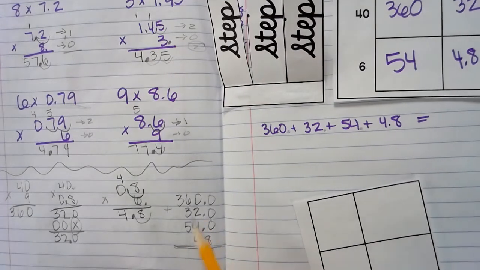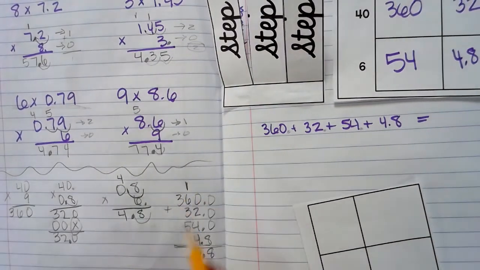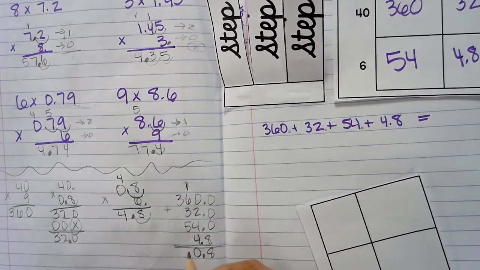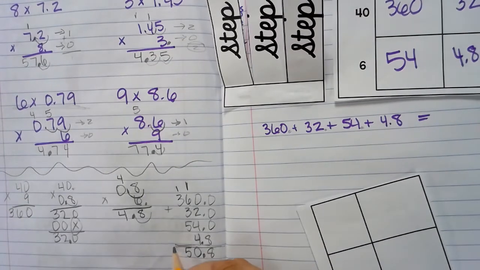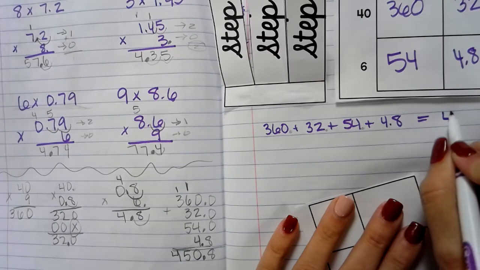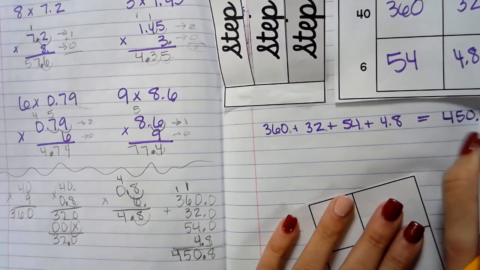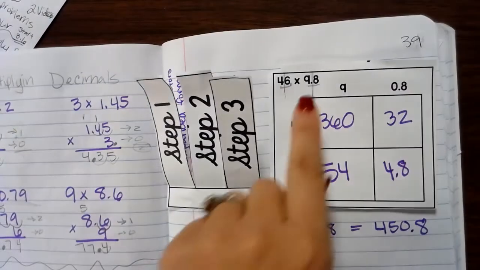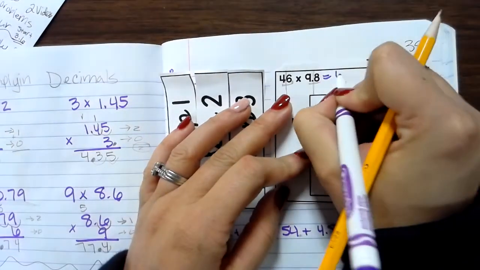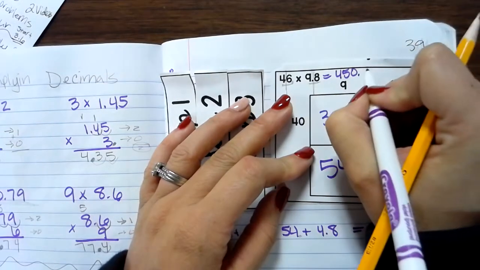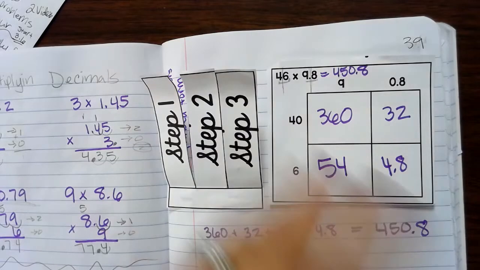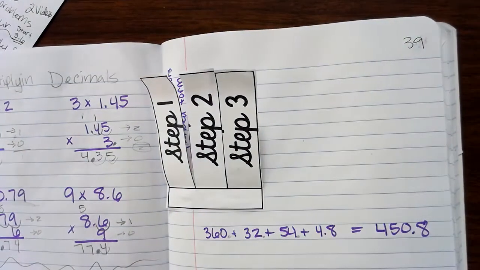4 plus 4 is 8, 9, 10. Put your 0, carry your 1. Well, 6 and 6 is 12, 13, 14, 15. Put your 5, carry your 1. 3 plus 1 is 4. So my final answer here is 450 and 8/10. So right up here, 46 times 9.8, I'm going to put equals 450.8. Okay, then I'm going to put a couple dots of glue on that and glue that into my math log.